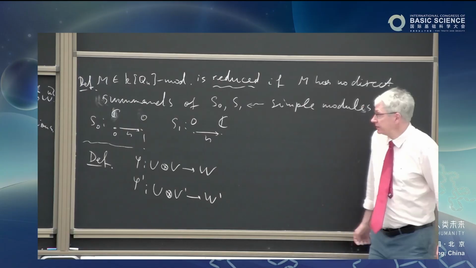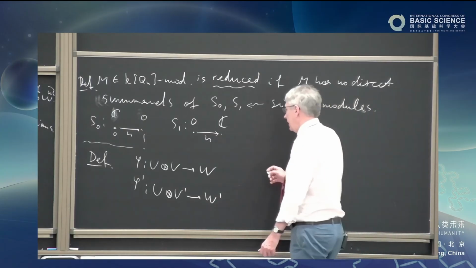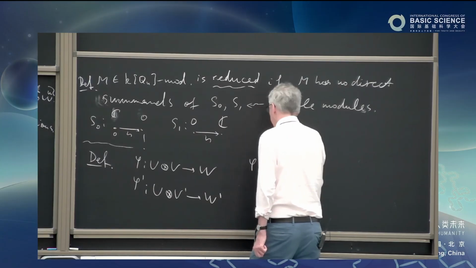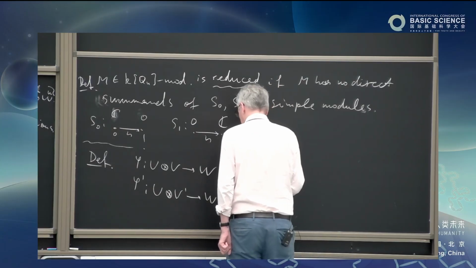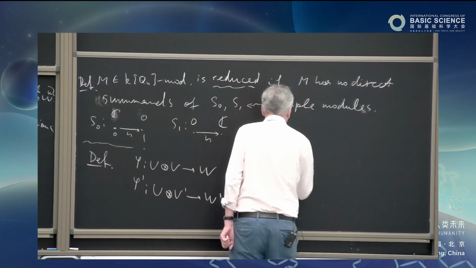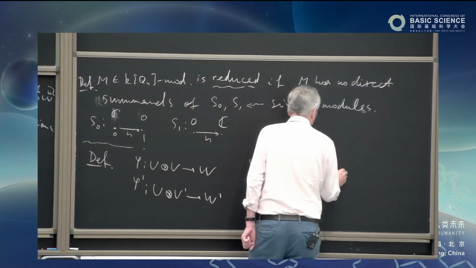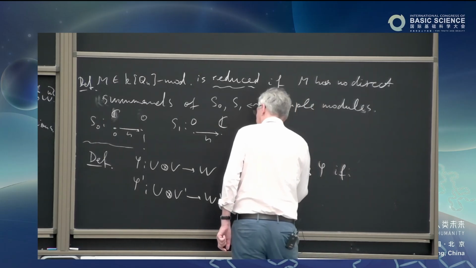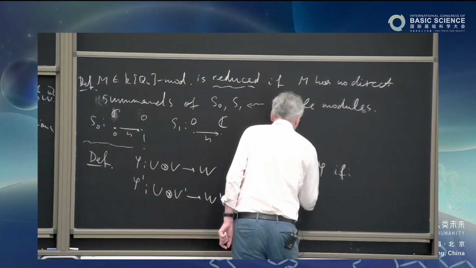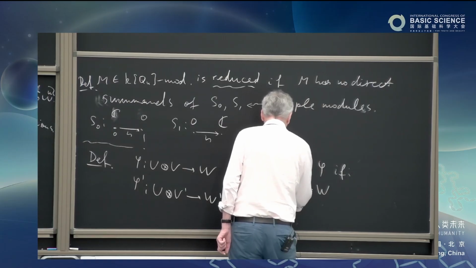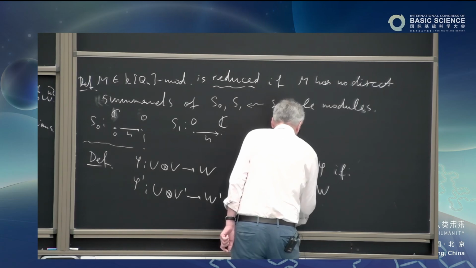It's another representation of the same QR. So I will say that phi prime dominates phi if you have a diagram like this. So you have U tensor V tensor W, and there is some map, where U is fixed, from V to V prime.